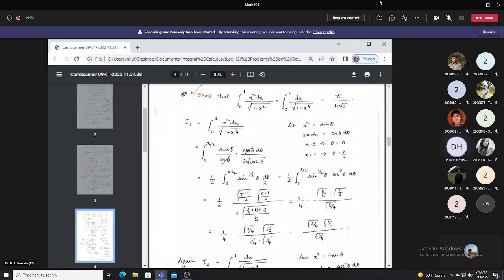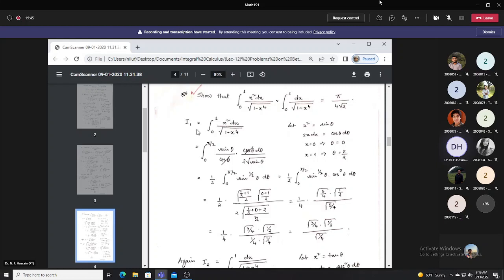Integral 0 to 1 x square dx by root over 1 minus x to the power 4 into integral 0 to 1 dx by root over 1 plus x to the power 4. What is the difference between the functions? Here there is x square, there is no x square, and here in place of the minus sign you have plus sign. Okay, we name this integral I1 and this one I2.